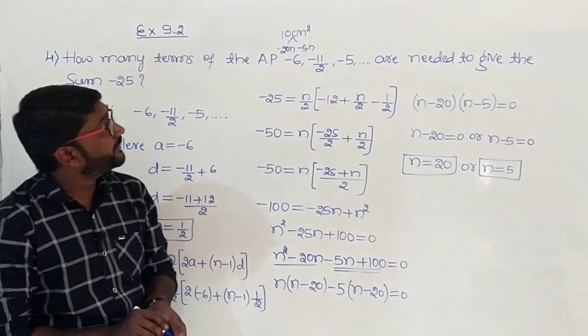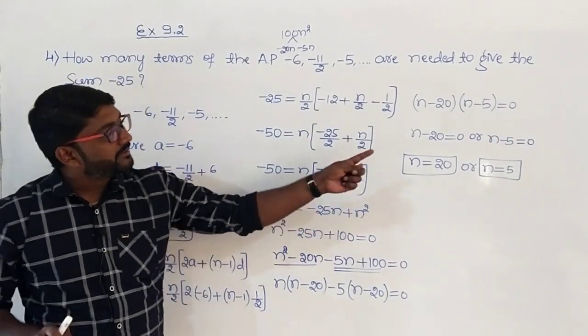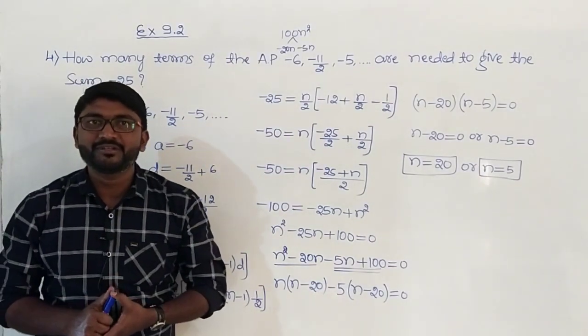So for this particular AP, you need 20 terms to get the sum, or you need 5 terms to get the minus 25. So this is all about the fourth problem.